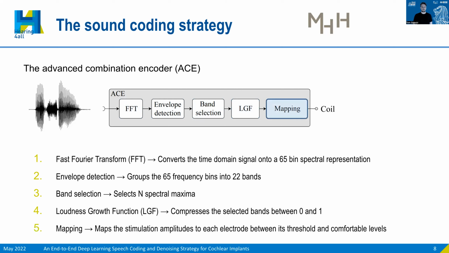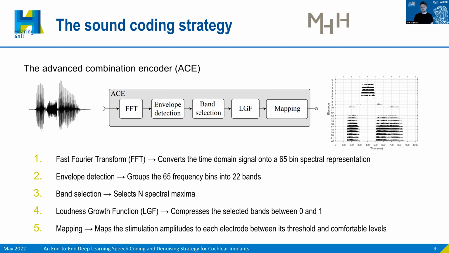And finally, the mapping block will map these values between 0 and 1 between the C and T levels of the subject, for each electrode. The T level, or threshold level, is the minimum amount of current needed to elicit the sensation of hearing, and the C, or comfortable level, is the amount of current needed to elicit a comfortably loud sound at a given electrode.